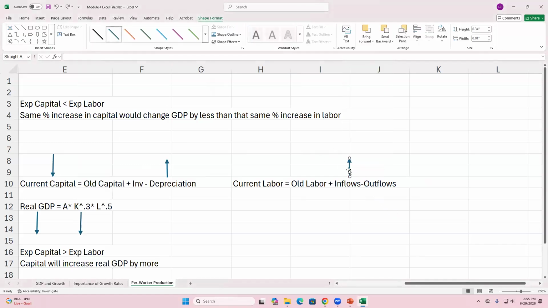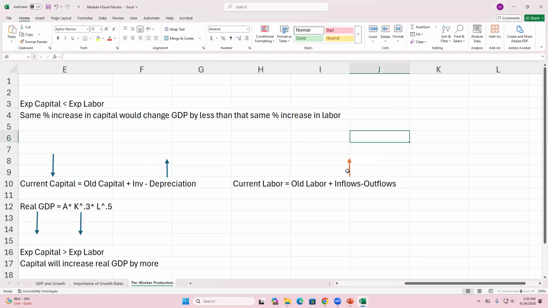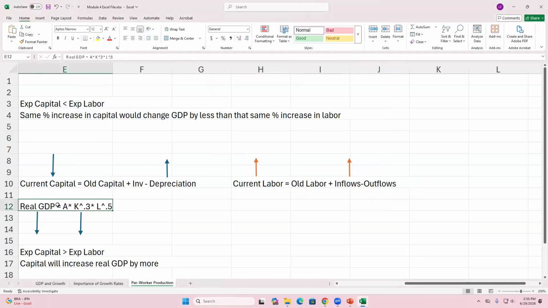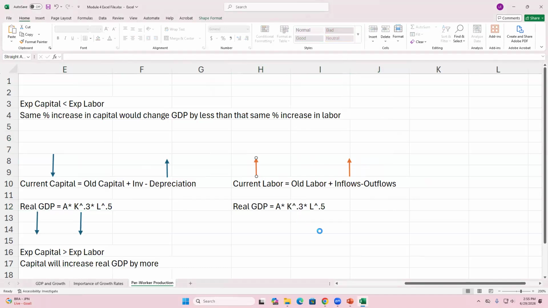Sorry, Control Z this, make this a different color, right? So if I have more employment than unemployment, that's going to cause this difference to increase, which would then cause my current labor to increase. Well, once again, if this is my real GDP equation, if current labor goes up, that's going to cause my real GDP to go up.